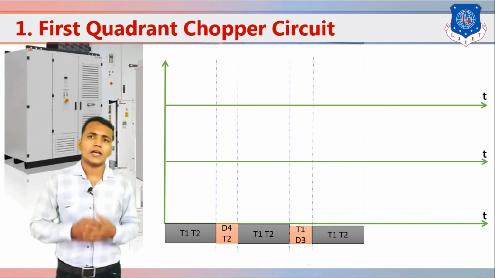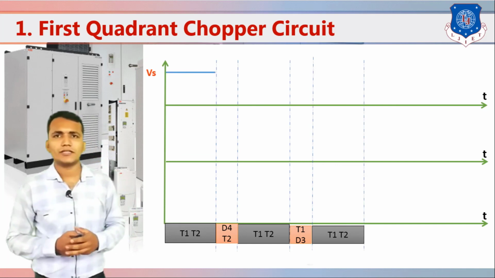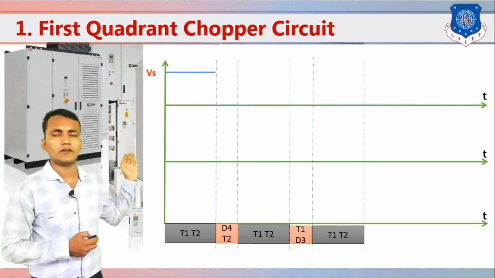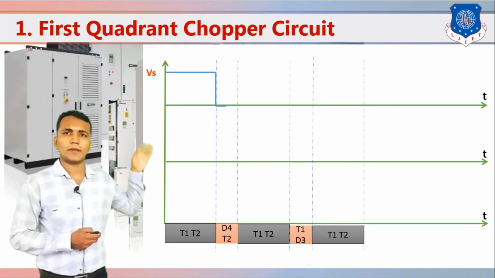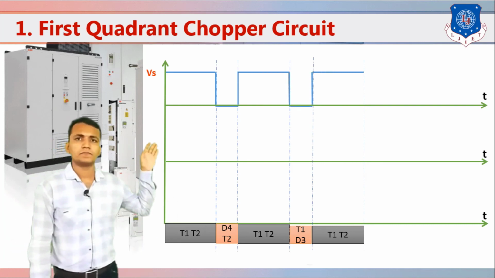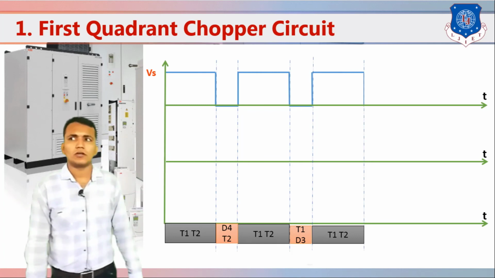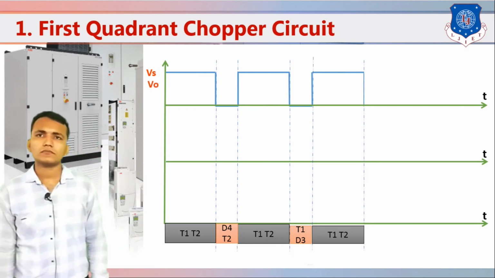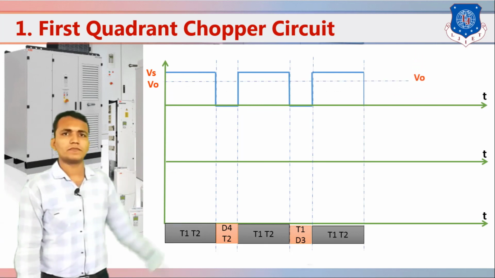Now to draw the waveform, first we take the supply voltage, which is a constant DC voltage. So the supply voltage is like this. Then the chopping voltage. Then the average output voltage V0 is here.